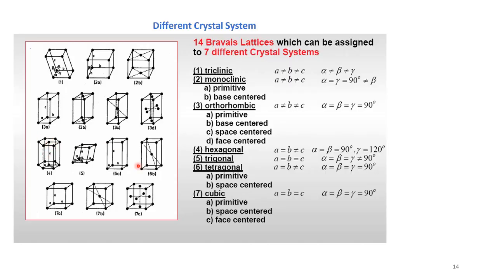hexagon. Then trigonal, so it is called trigonal because the three sides are equal and all the angles will be equal but not 90 degrees. So that is the trigonal.